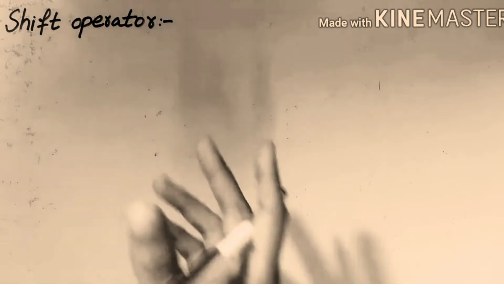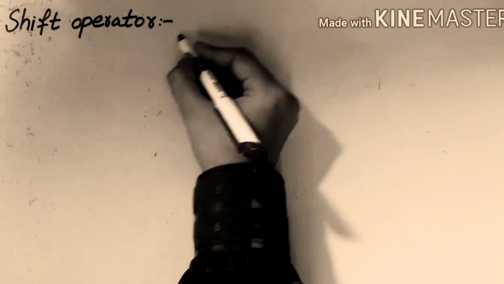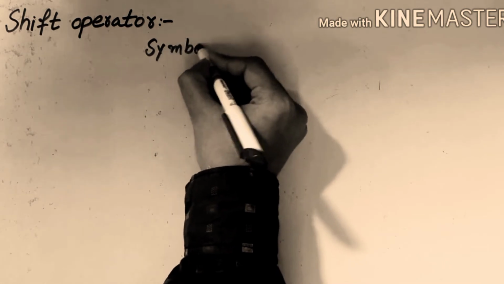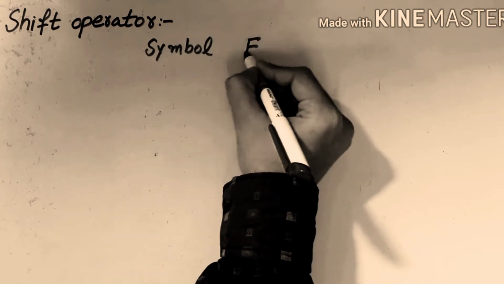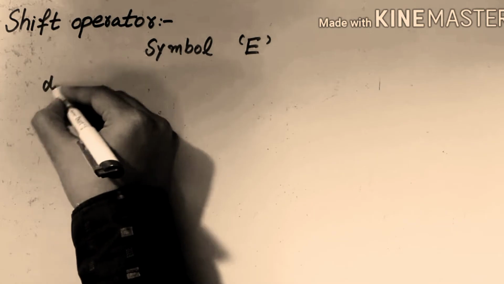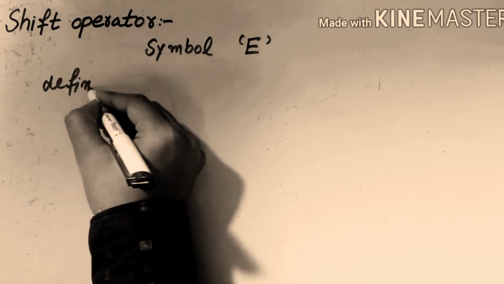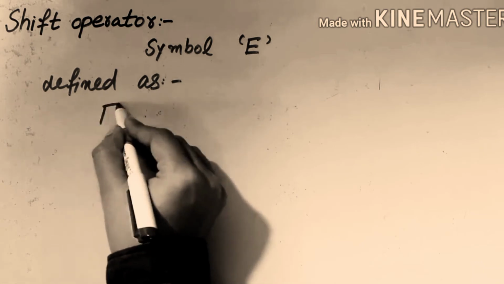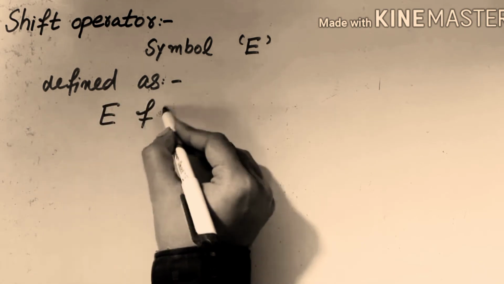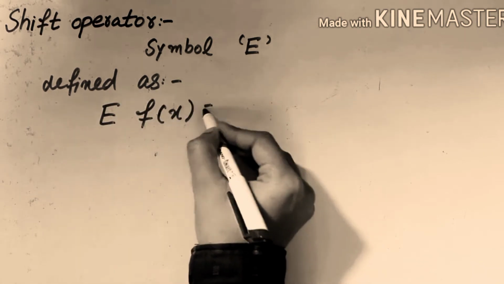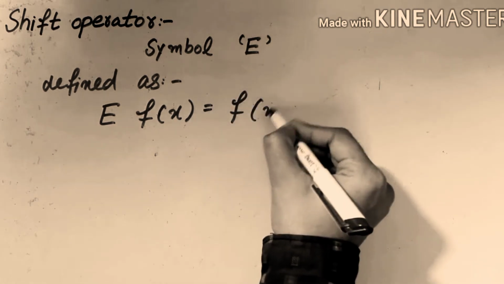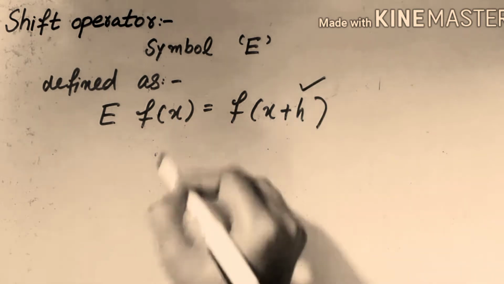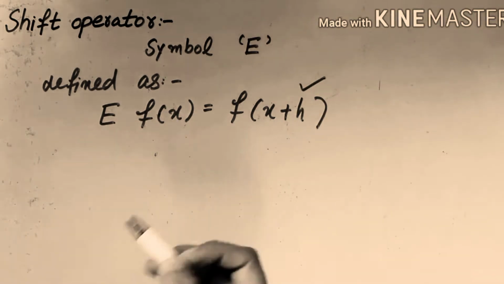Some people also call this the shifting operator, and the symbol of the shift operator is E, and it is defined as follows. If we apply the shifting operator on f of x, then it becomes f of x plus h, which means there is an increment of h after applying the shifting operator.